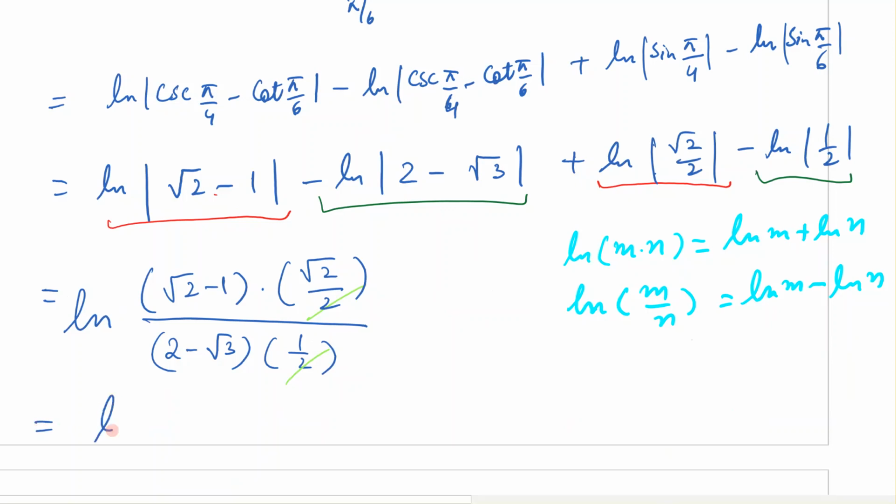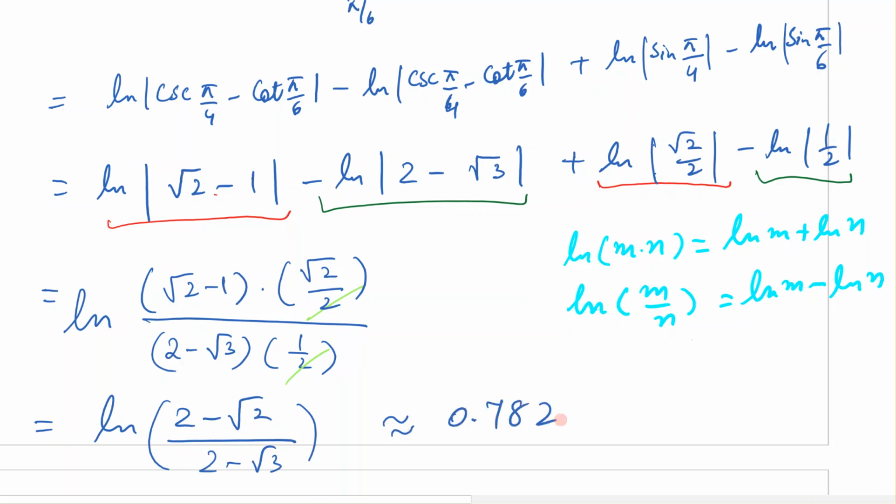So we get ln of square root of 2 times square root of 2, which is 2, minus square root of 2, and in the denominator we get 2 minus square root of 3. So that is our answer, or you can write it in decimal form. It's approximately 0.782.